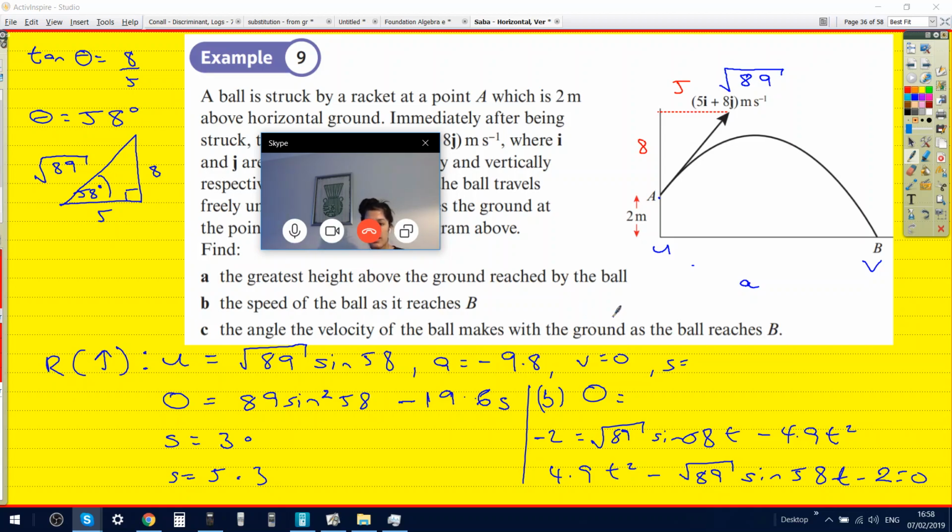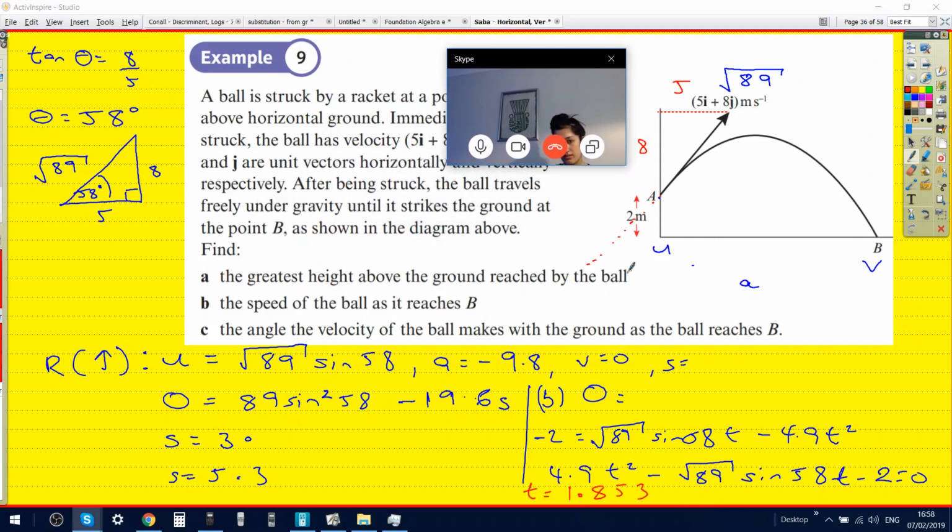So we get 4.9 minus 8 minus 2, which gives us 1.853 for t, and minus 0.22. But you can't get a minus time, so that's irrelevant. T is 1.853. I think the minus one is when it would be on this side, which we don't need to worry about.